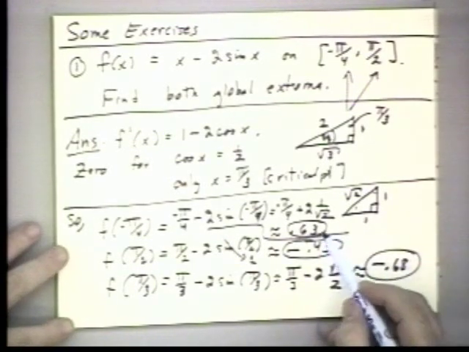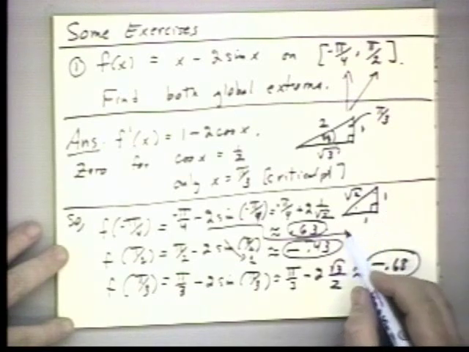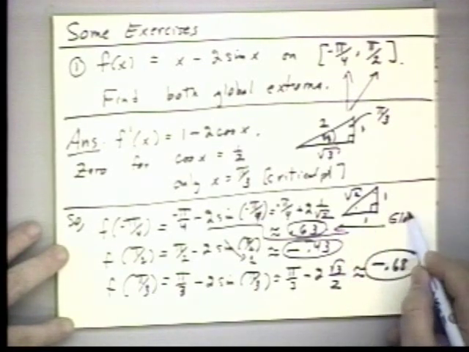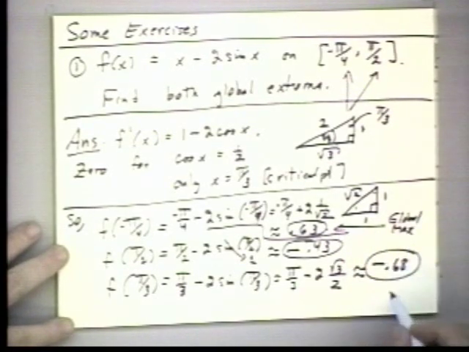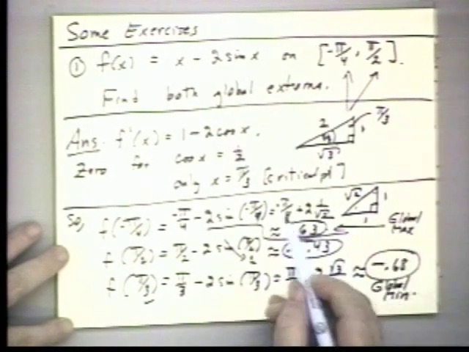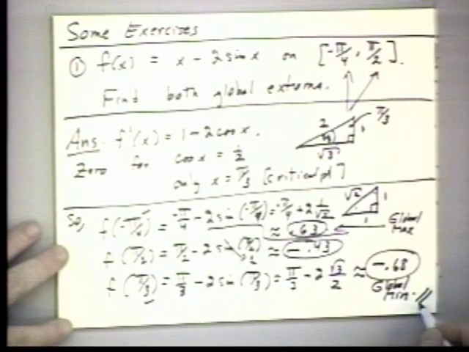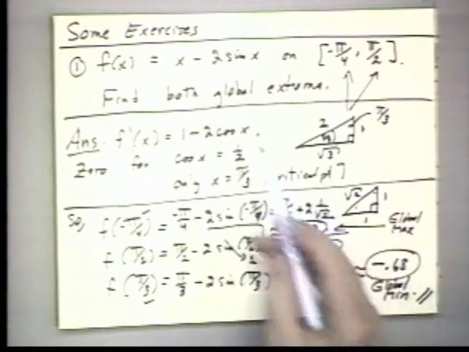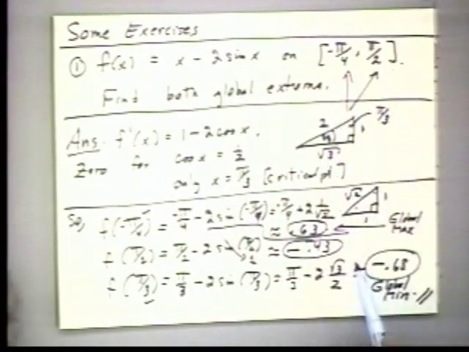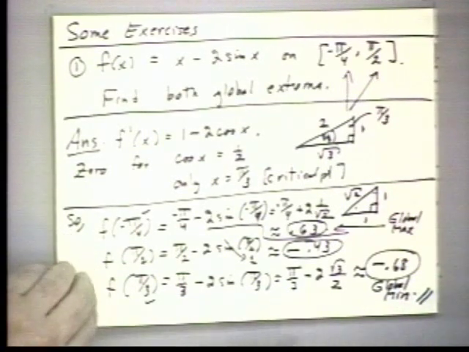Which means that 0.63 is the global max. And minus 0.68 turns out to be the global min. And the global min will occur at pi over 3, and the global max will occur at the left endpoint minus pi over 4. And one thing that you might want to do at this point is graph this function on this interval and verify that these are in fact the global max and the global min. Let's try one more.